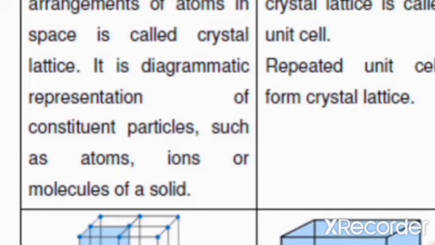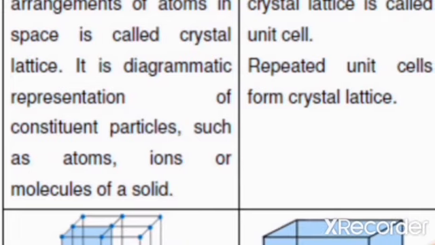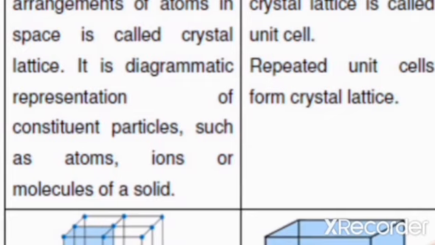The constituent particle may be an atom, molecule, group of atoms or an ion. Each point in a lattice is called a lattice point or a lattice site. Lattice points are joined by straight lines to bring out the geometry of the lattice. So this is about the crystal lattice and unit cell. Now we are going to see the different types of unit cells.